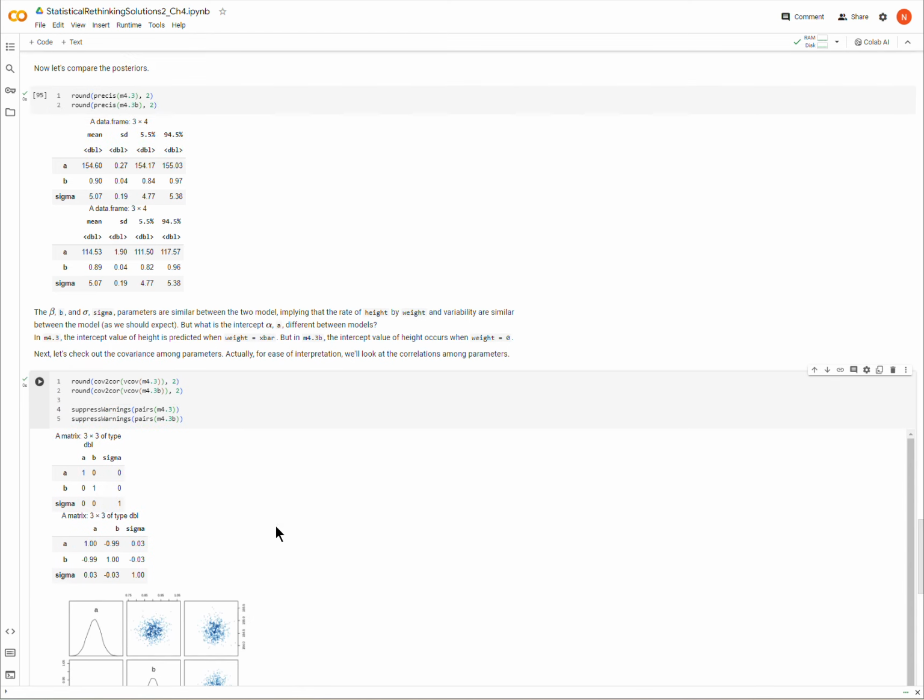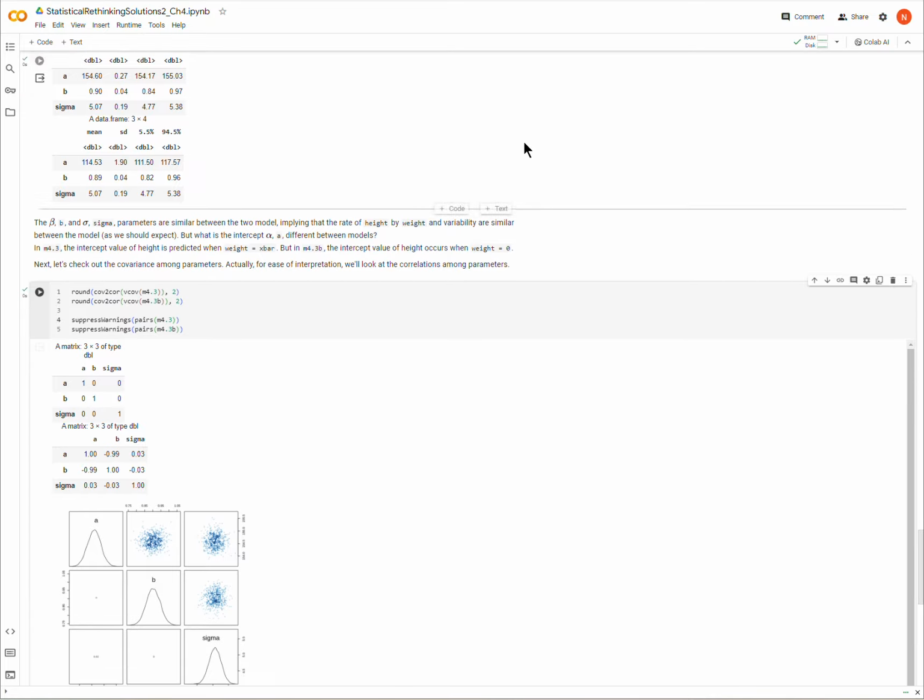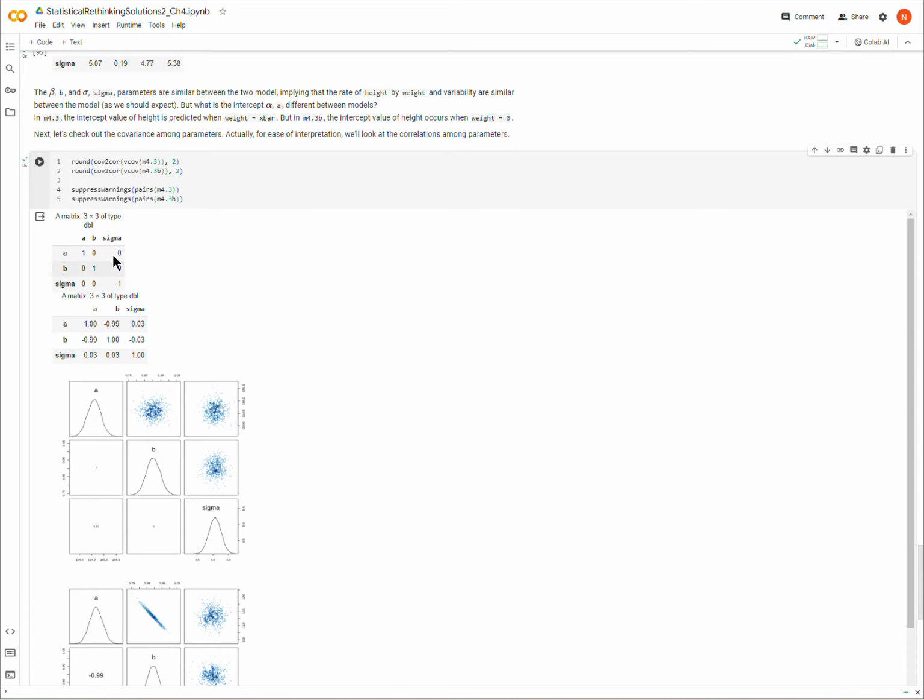All right. So let's scroll. Okay, so this is the old model. This is the covariance or the correlation matrix for the old model versus the new model.